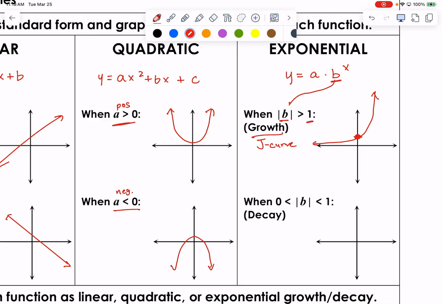All right, this from 0 to 1, decay. This is an L curve. So all we do is we flip it around. Flip that baby around. L curve.